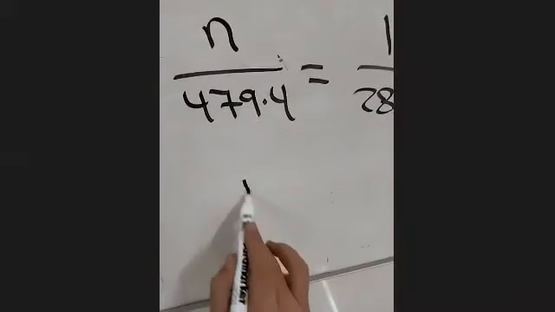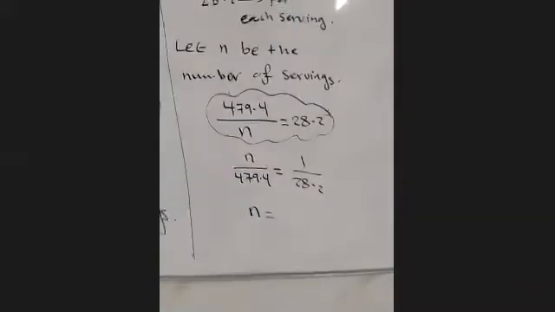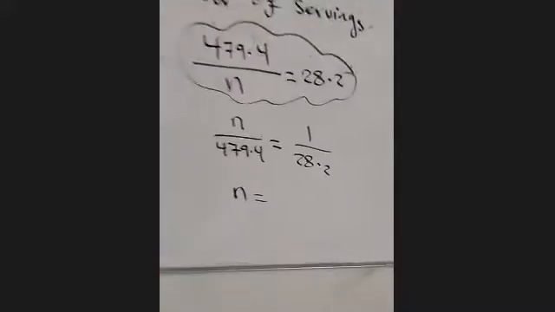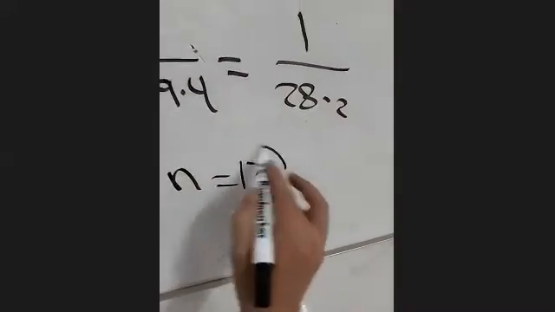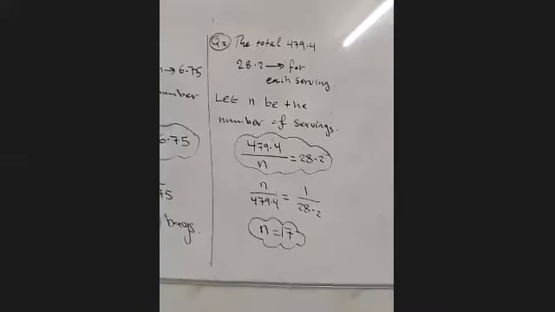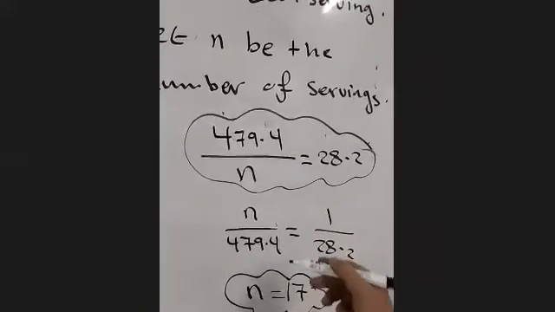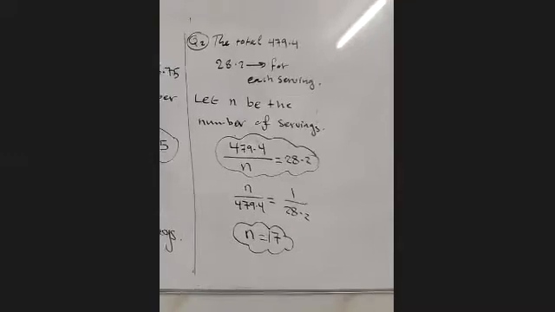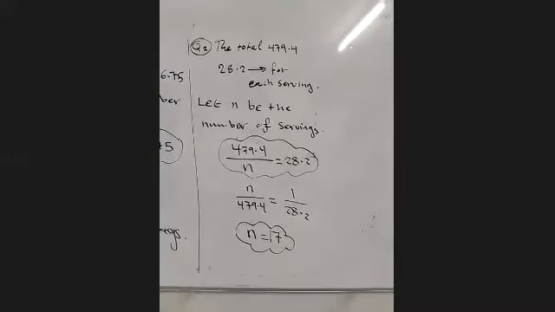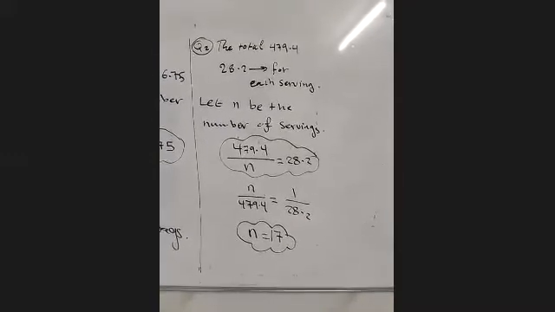The answer will be how many servings we have? 17. So we have 17 servings. Got it? Got it. Do you know how we solve the equation? Yeah. Good. Else? Yusuf, else?